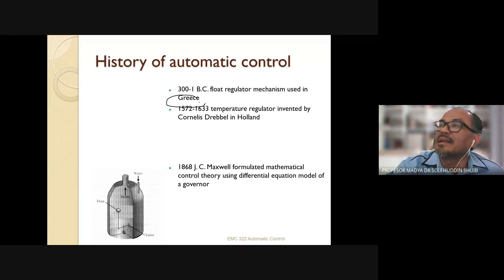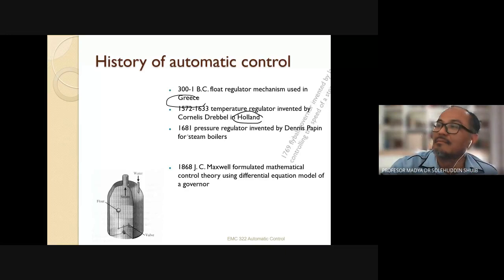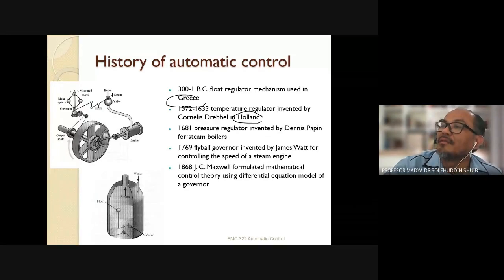Then in 1572 to 1633, there was a Dutch temperature regulator invented by Cornelis Drebbel in Holland a long time ago. This is another example of automatic control. Another one is the pressure regulator by Papin in 1681 for the steam boiler. Then the fly ball governor was invented by James Watt to control the speed of a steam engine. Last time they had the steam engine.